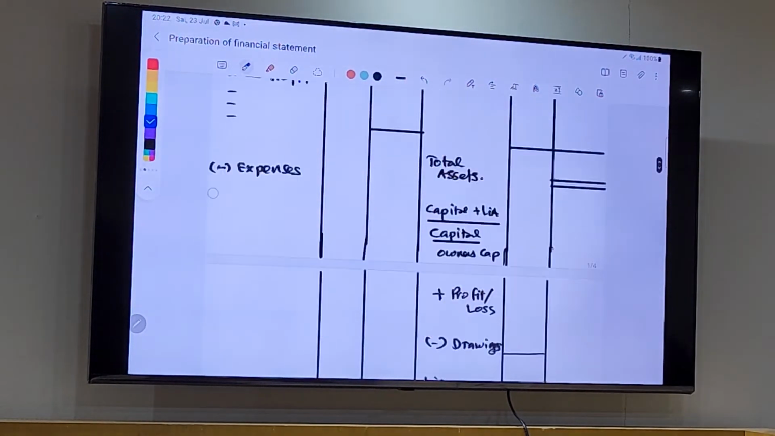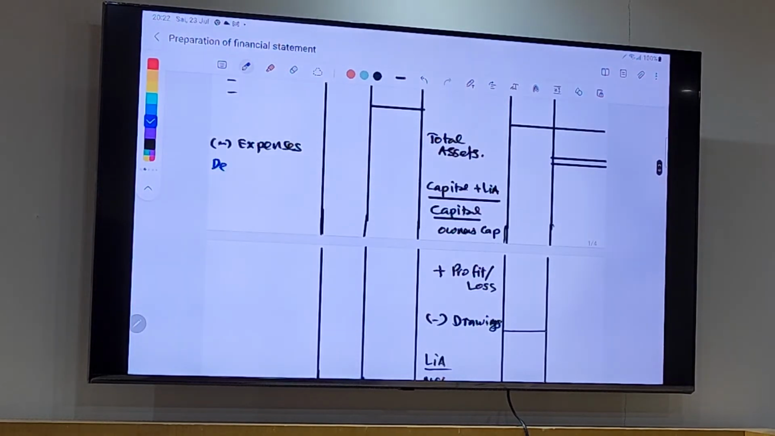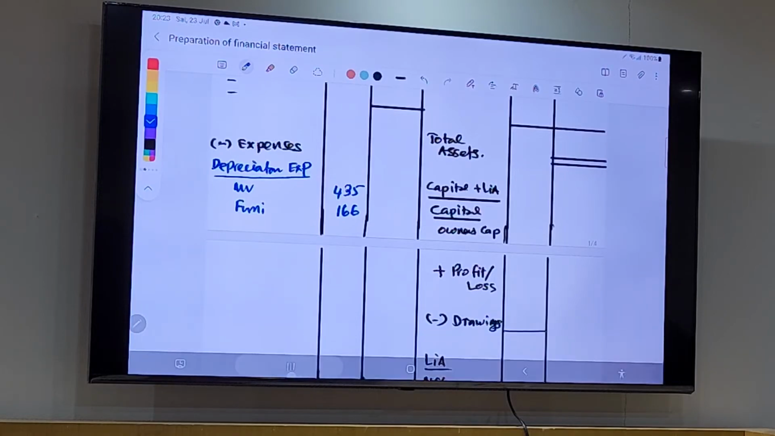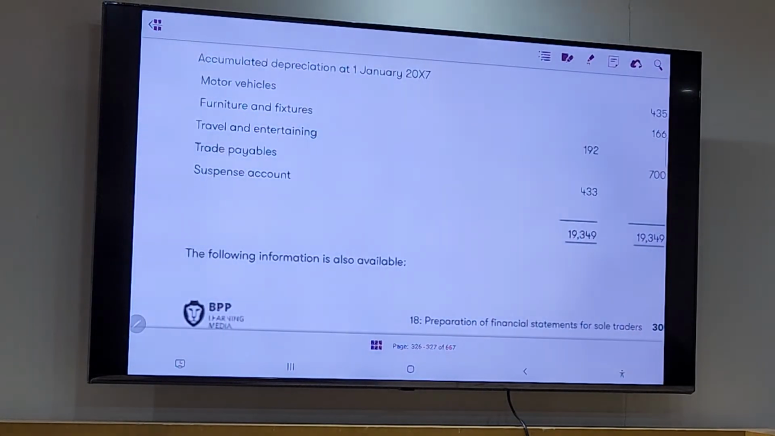Now here, depreciation expense. Now depreciation expense, motor vehicle 435, and then furniture, how much? 166. Now we are done with the adjustment columns. Next one.